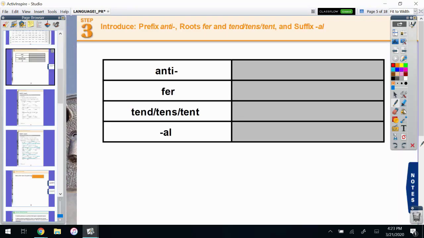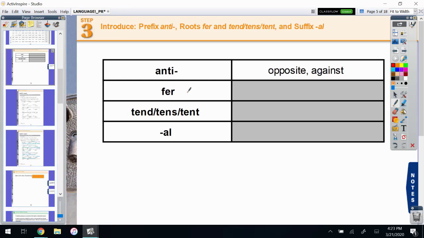Today in step 3, our vocabulary section, we are going to use the meanings of prefixes, base words, roots, and suffixes to define words, and then use affixed words in context. Let's look at our brand new prefixes, roots, and suffixes. Our first one is anti, anti. It means opposite or against.